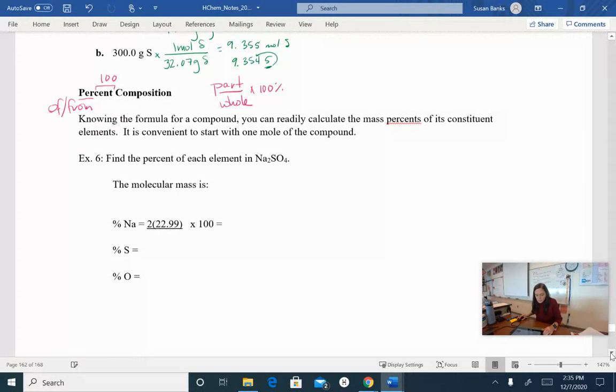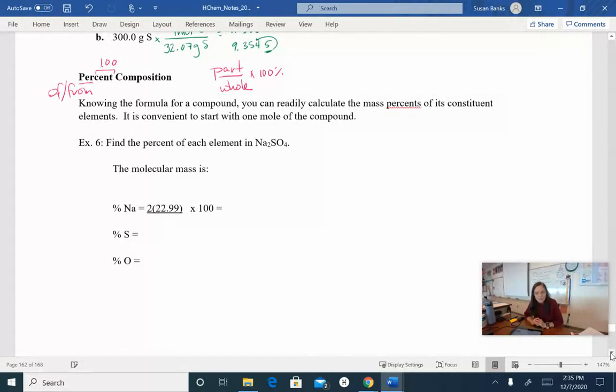Now, knowing the formula for a compound, we can really readily calculate the mass percents of each of the constituent elements in a compound. It's convenient to start with 1 mole of a compound. Okay, so our first example, we want to find the percent. We can also sometimes put the mass percent in here of each element of sodium sulfate. Now, the very first thing we need to do is find the molecular mass. So we need to look at each of the atoms in that compound and how many we have of each, and then grab our periodic table.